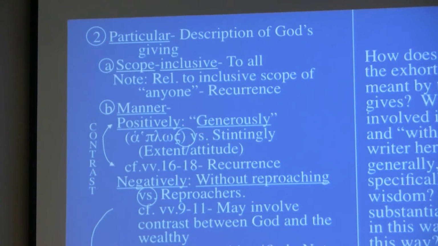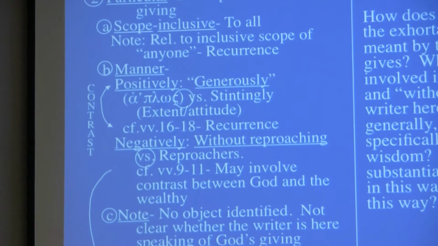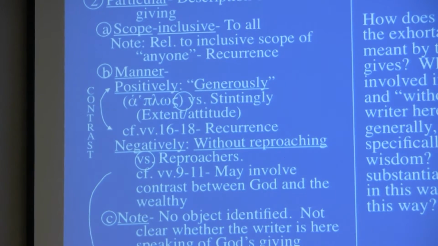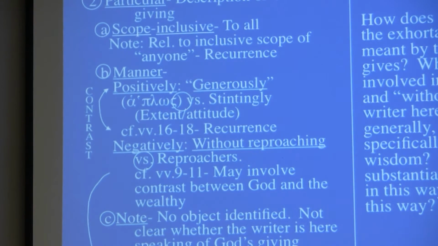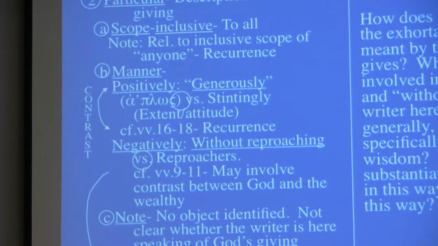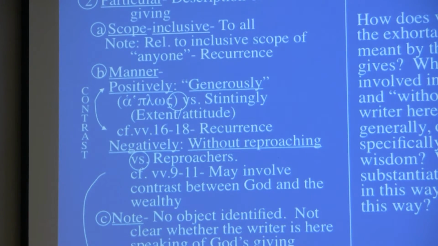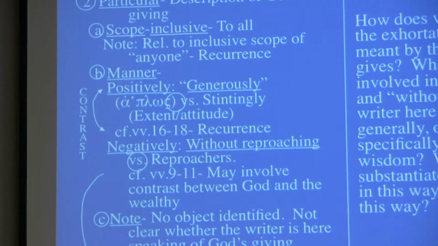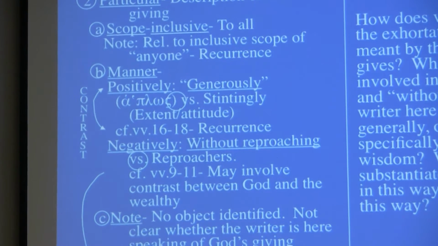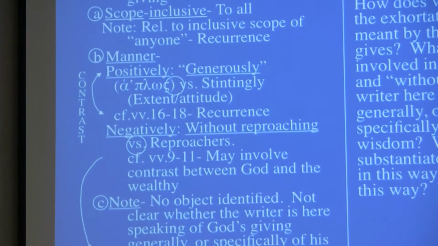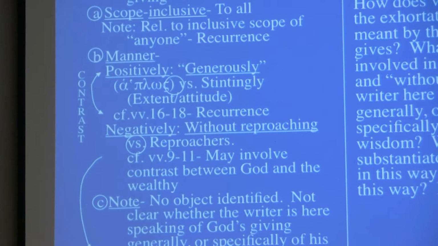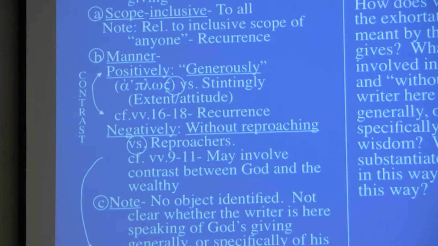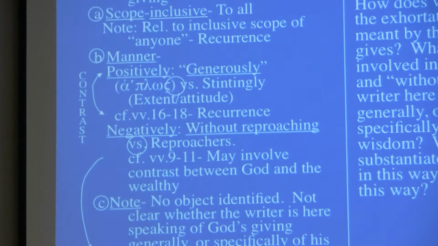And the manner of giving is stated both positively and negatively. Again, these are logical observations. Positively, he gives to all generously. Now, the word here in the Greek is haplos, and the RSV translates this as generously, and insofar as it may mean generously, it stands over against stintingly. That is to say, he is extravagant in his giving, generous in his giving, not stinting or holding back at all in his giving. This may pertain to the extent of his giving. It may pertain to the attitude of his giving.